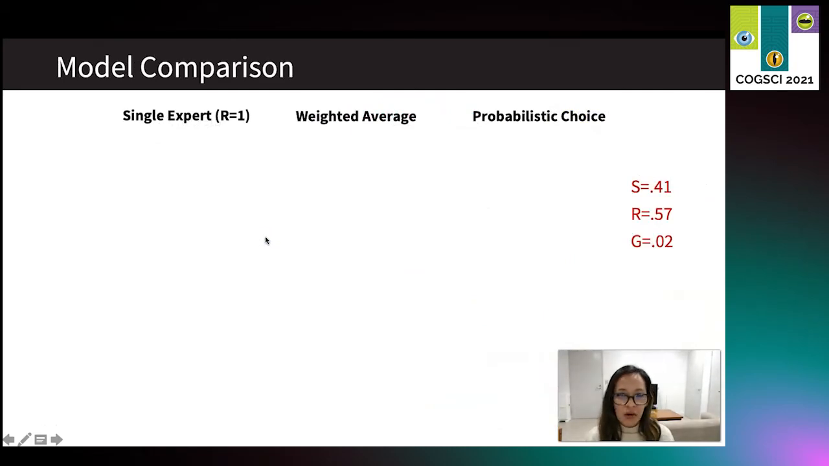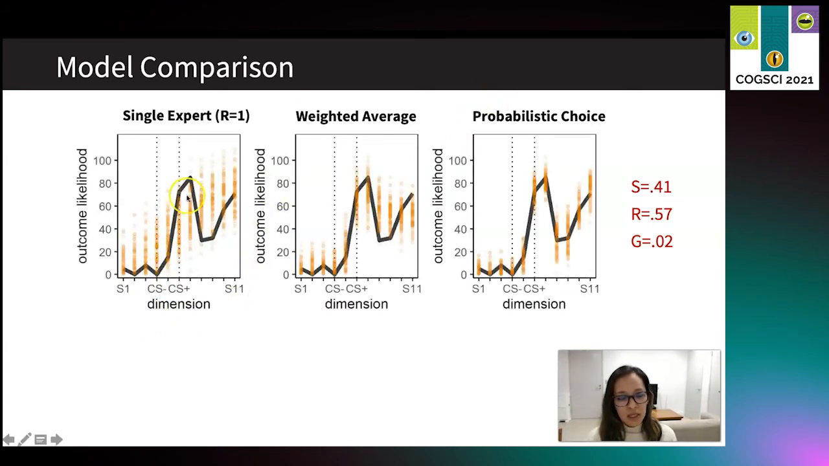Okay, so just to give you an idea of what these 3 models are doing, I'm going to show you the posterior predictives just for a single participant's gradient. The black line here is generalization data from just a single participant. You can see here for the single expert model, it's really constrained because it can only generalize according to one of the experts. In this case, it's the relational expert. So it's not really doing a good job of capturing this particular participant's data. The weighted average model does a little bit better, but you can see here that the probabilistic choice model is doing a much better job than the other two at capturing this particular gradient.